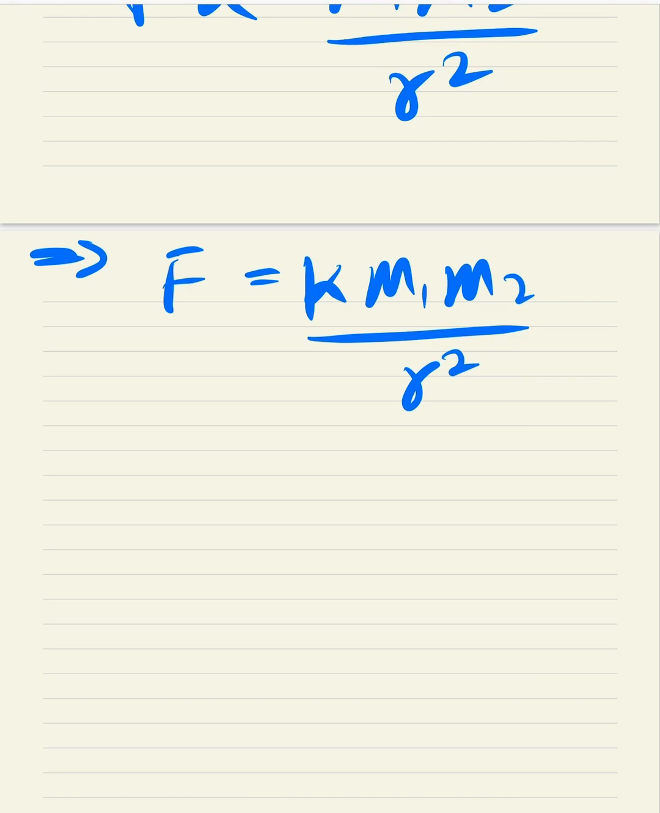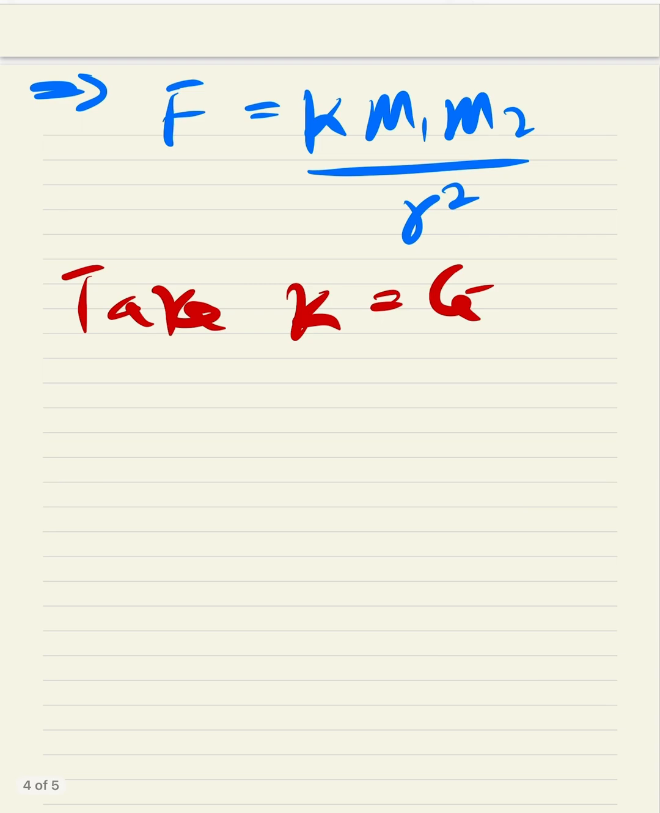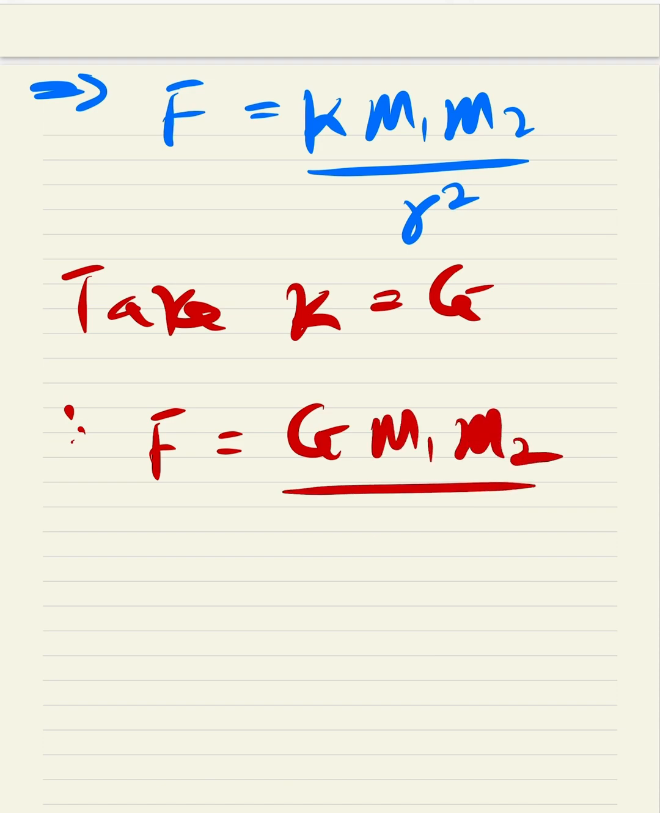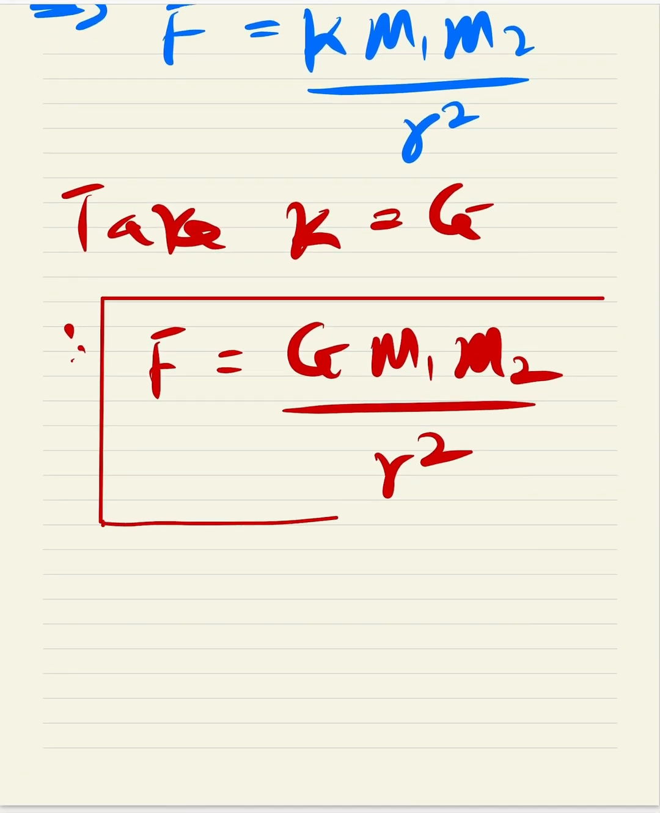So if we take that k as G, which is the universal gravitational constant that we're actually trying to find the unit of, then you can say F is G m1 m2 all over r squared. Then this is going to be our formula that we are going to work with, right? This is going to be our formula.